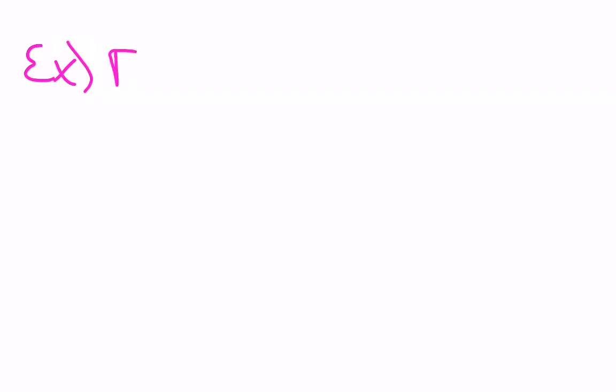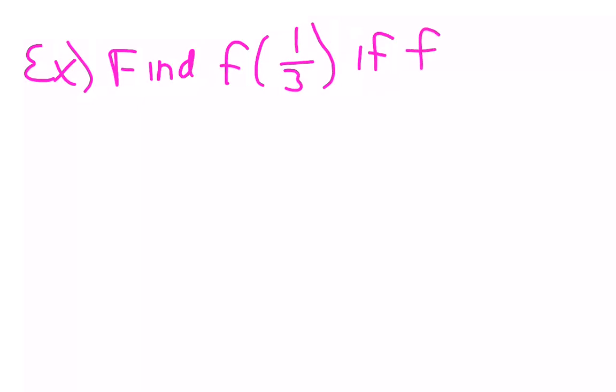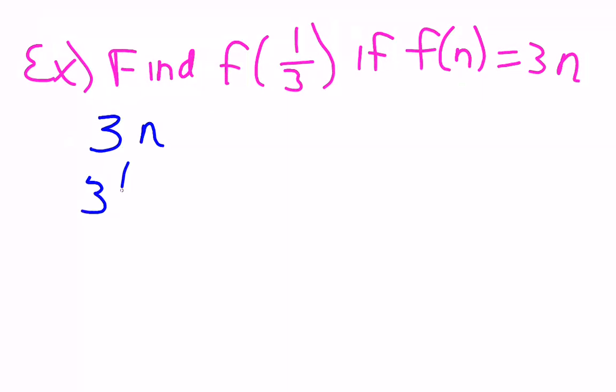Next example, find f of 1/3 if f of n equals 3n. Again, it could be any letter, it doesn't matter, they're just defining the variable they're using. So f of n is 3n. We want to find f of 1/3, so we're going to plug that in for n. If our function is 3n, we want to find f of 1/3, so we're going to multiply.